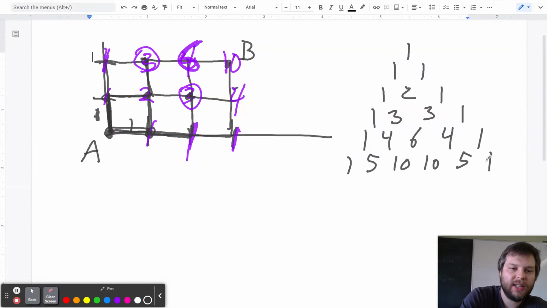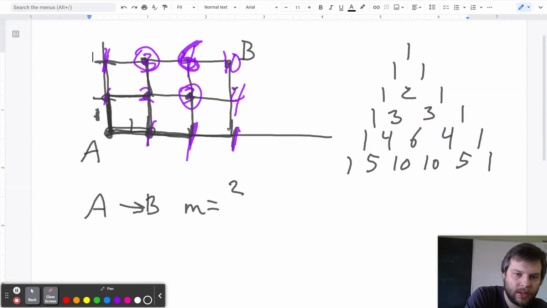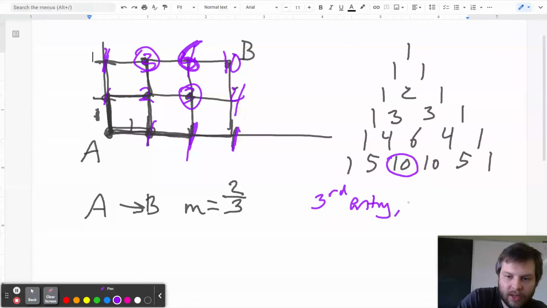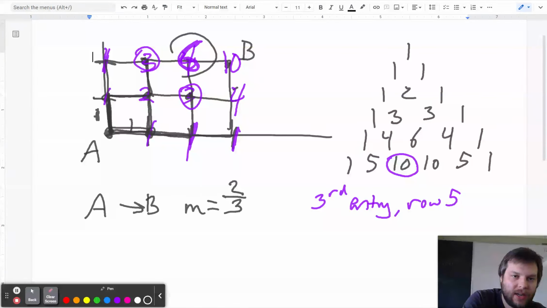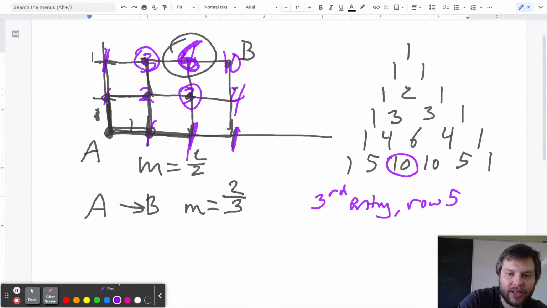And notice that to get from A to B has a slope of going up 2 and over 3, and that is the same as this entry right here, the third entry in row 5. And in fact, you can do the same thing to find out the route number of any of the points right there. For example, this point right next to it here, to get there it's a slope of 2 over 2. So I look at the second entry in row 4. You add your numerator and denominator, and you look at the denominator entry of that row, right?